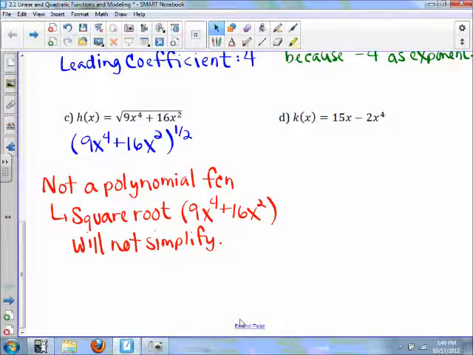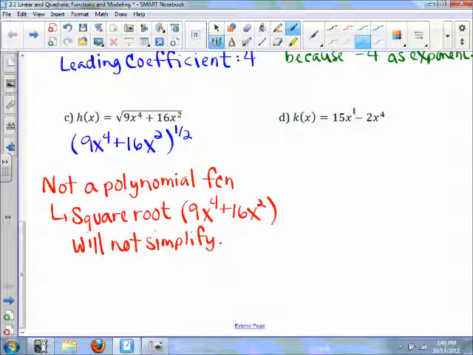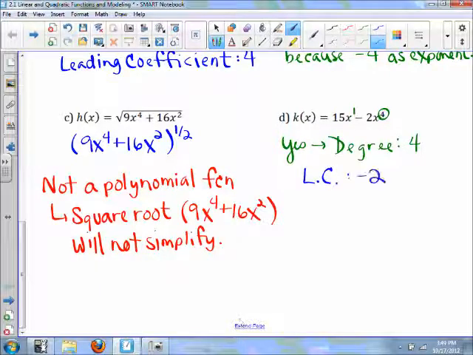Now, if you look at D, our powers here are x to the first and x to the fourth. There is my degree term, highest degree term. So this is yes. This is a polynomial function. My degree will be 4. And my leading coefficient will be -2. Because that is the number in front of your x to the fourth. Now I realize that x to the fourth is not the first term in that polynomial, but it is the highest degree term. That's why the degree of this polynomial is 4.